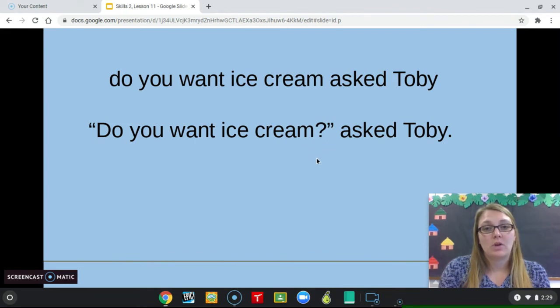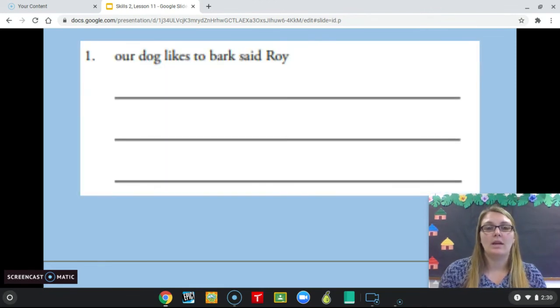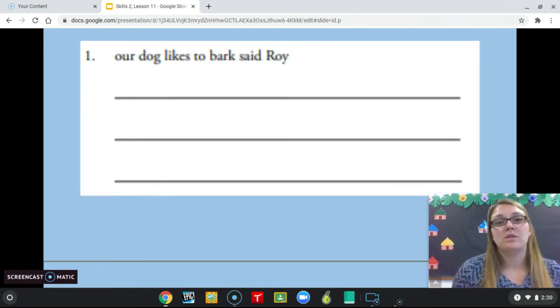Okay, and here's the answer. Capital D on do, and a period appears at the very end of the sentence to end the whole sentence. It's a question, so we're using a question mark inside the quotation marks, and quotation marks around all of the words that Toby said.